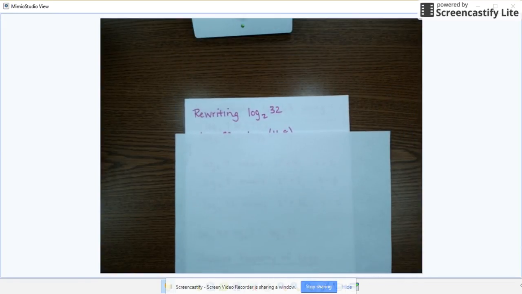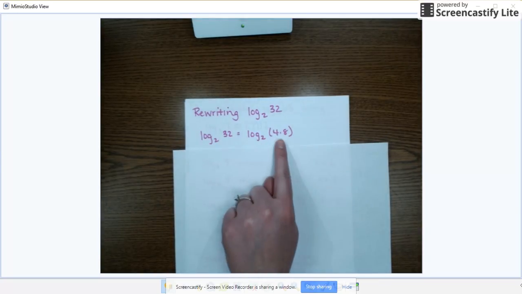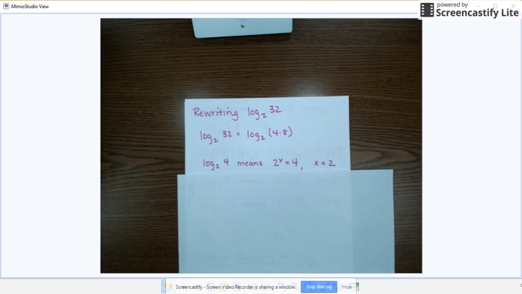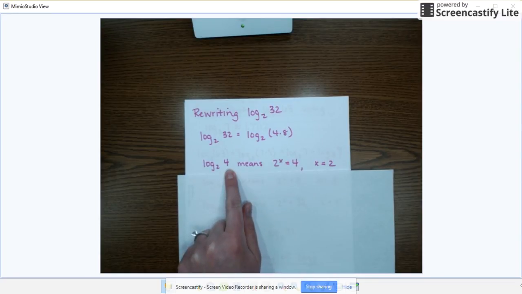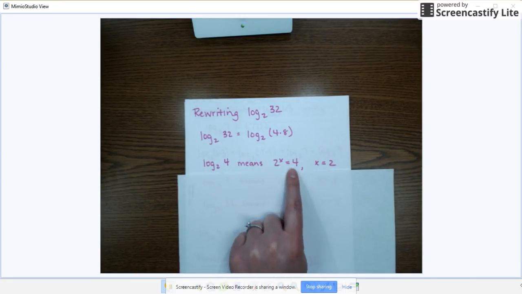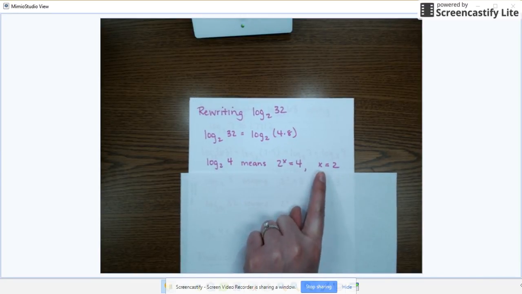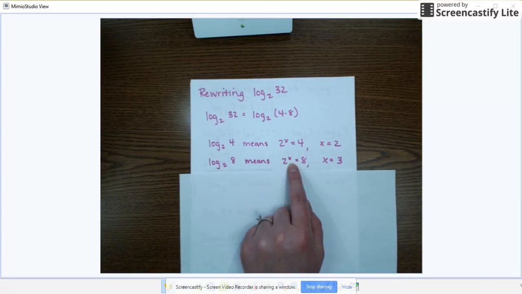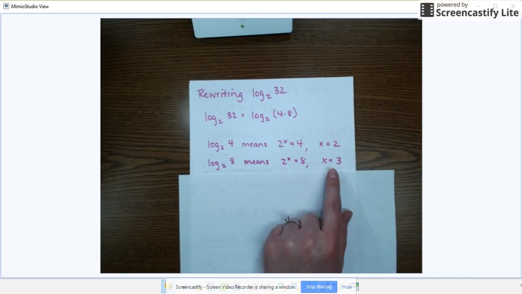Okay, we're going to look at rewriting this logarithm to help us introduce our next rule. So 32 is the product of 4 and 8. So we could rewrite this as log base 2 of 4 times 8. And if we rewrite these logarithms in exponential form like we did a couple days ago, log base 2 of 4 means 2 to what power gives me 4? Well, we know 2 squared gives us 4. Similarly, log base 2 of 8 is asking what exponent gives me 8 when my base is 2, and that would be 3.